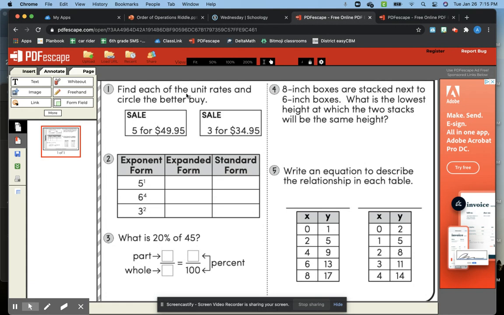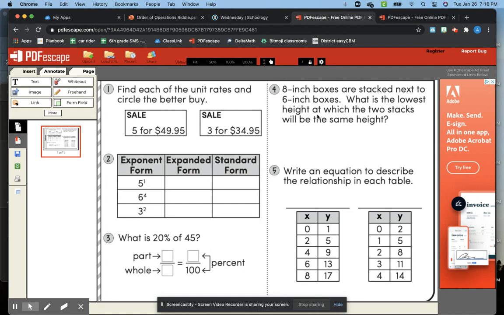For number one, you're finding the unit rates. Remember, when you find the unit rates, all you have to do is divide. And when you have a price, you always put the price first. And I like to say you put the price first so you don't get a half puppy. So always put the price first. For number two, this is like our exponent activity that we did the other day. You are going to write out the expanded form and then just write what the answer is for the standard form. Let's skip number three for now.